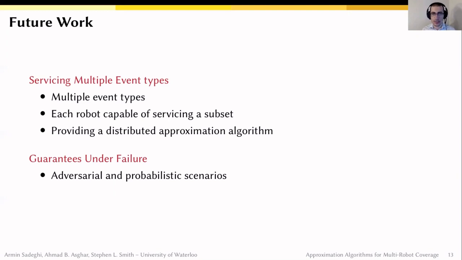The other extension to the proposed algorithm is to investigate the response of our algorithm to failures, in probabilistic or adversarial scenarios. Consider an adversary is able to fail a subset of the robots in the environment. What would be the best reaction for our algorithm to this scenario?